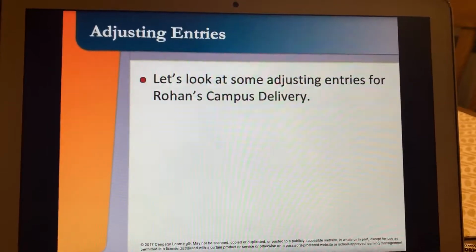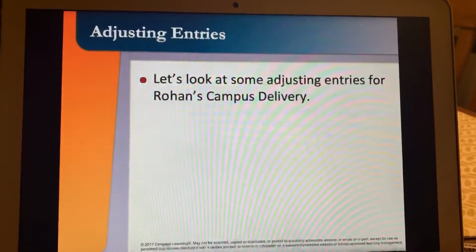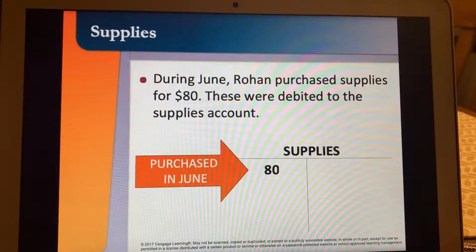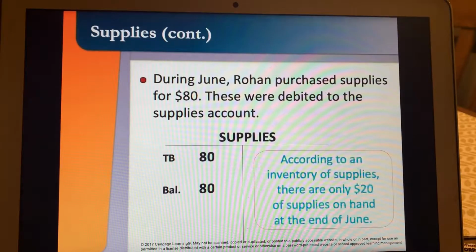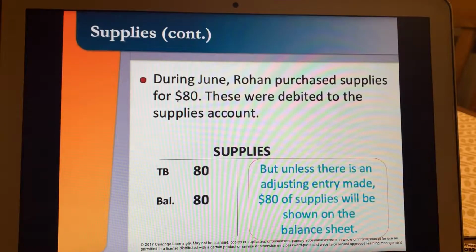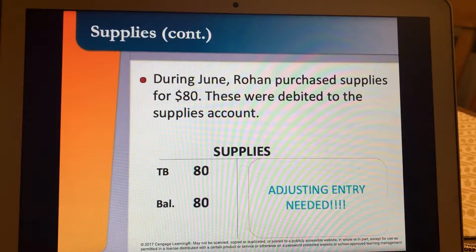Adjusting entries. Let's look at a couple of entries from Rohan's company, delivery. During June, Rohan purchased supplies for $80, so $80 goes into our supplies account. They also didn't put on here that cash is credited because cash went out. According to the inventory of supplies, there are only $20 of supplies left on hand at the end of June. So we have to make an adjusting entry.